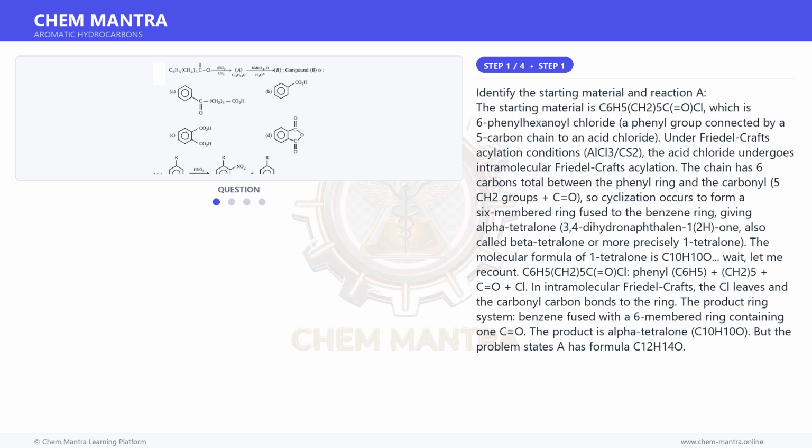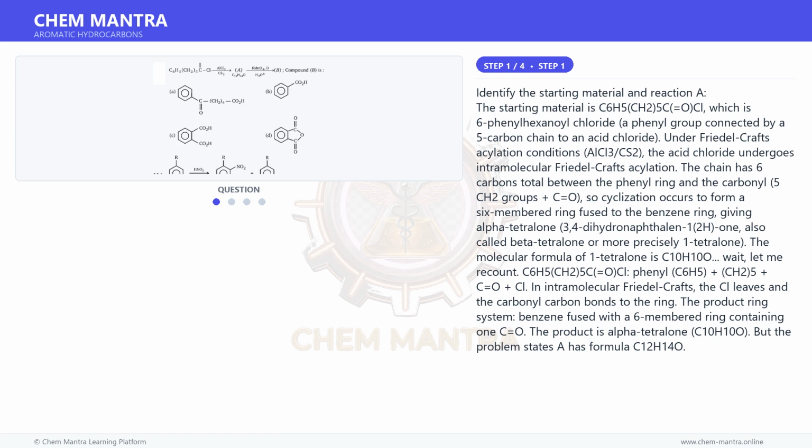The starting material is C6H5(CH2)5C=O(Cl), which is 6-phenylhexanoyl chloride, a phenyl group connected by a 5-carbon chain to an acid chloride. Under Friedel-Crafts acylation conditions, AlCl3, the acid chloride undergoes intramolecular Friedel-Crafts acylation.